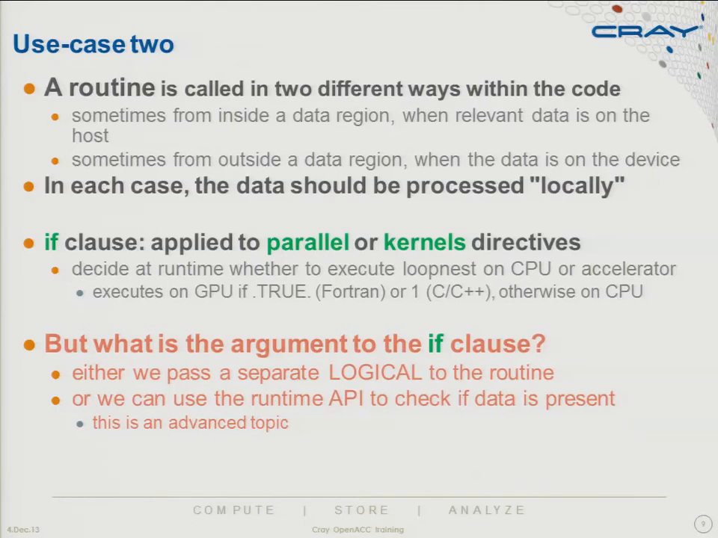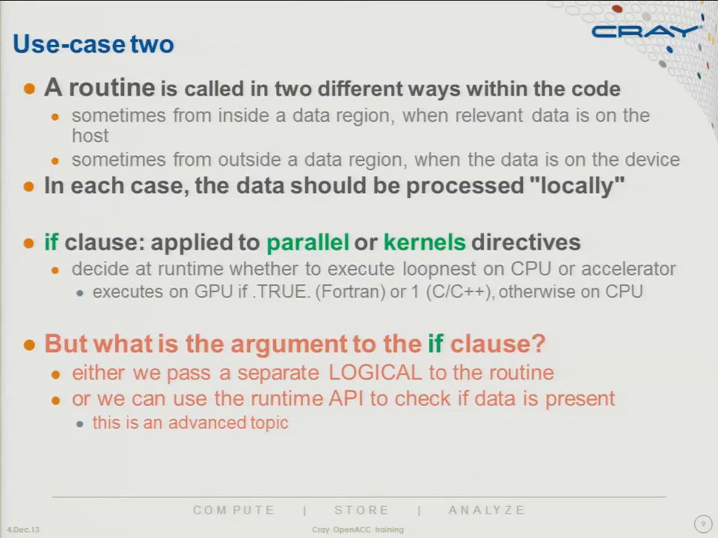Well, there's an if clause. An if clause can be applied to the parallel and kernels directives, and I think to data regions as well. And you can decide at runtime whether to execute your loop nest on the CPU or on the accelerator. It executes on the GPU if it's true, otherwise on the CPU. So that's good, but the question here is what goes inside that if clause. If what?